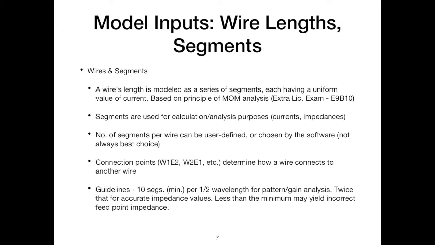So, wires and segments. A key component here: you have to have wires or elements to make an antenna. A wire's length, like I said, is modeled as a series of segments, and they have a uniform current value across them. And again, it's based on the method of moments principle.